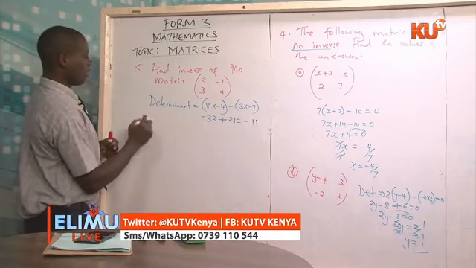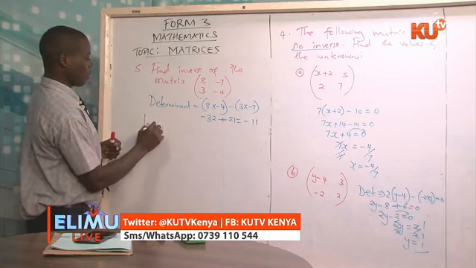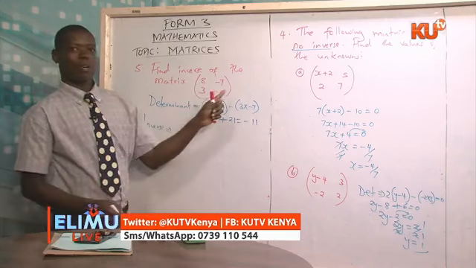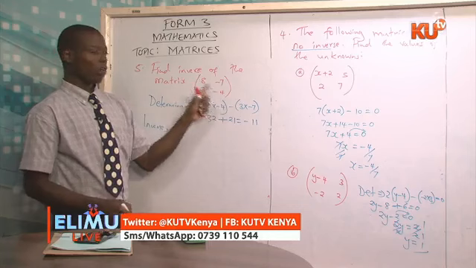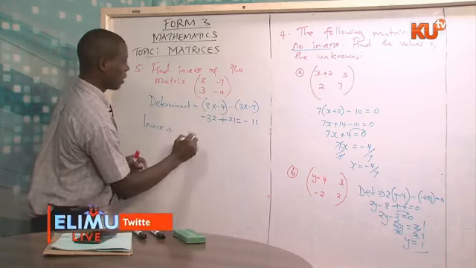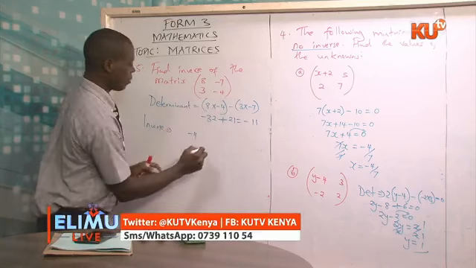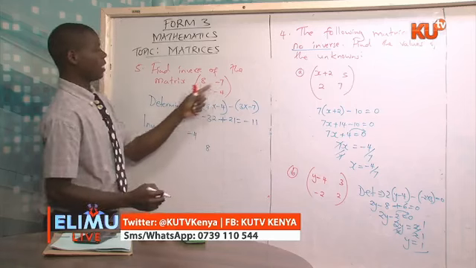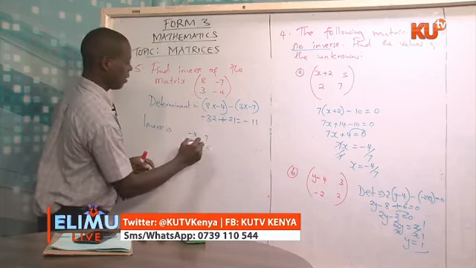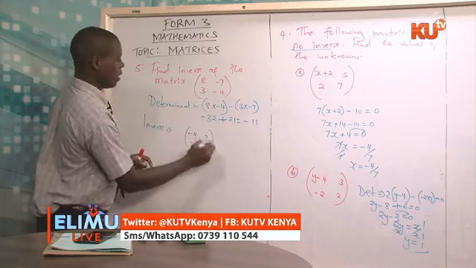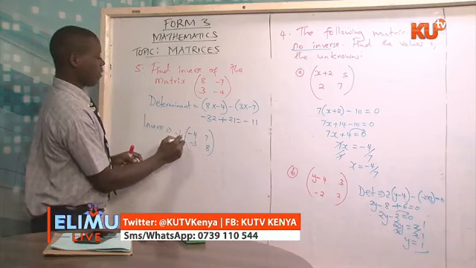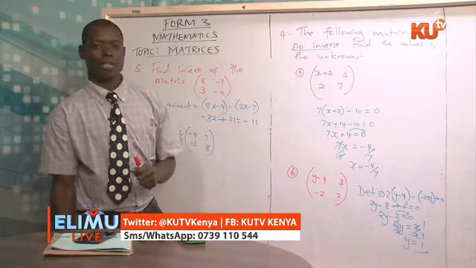Then we get to the inverse. With the inverse, we interchange the elements of the leading diagonal. So negative 4 takes that position, and 8 takes what was negative 4's position. Change the signs of the other diagonal, so that is 7, negative 3. And then multiply by negative 1 over 11, or negative 1 over the determinant.